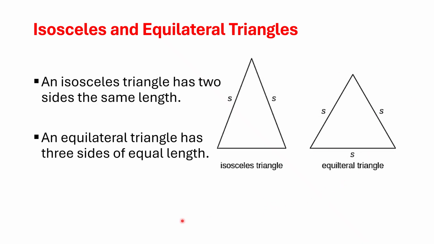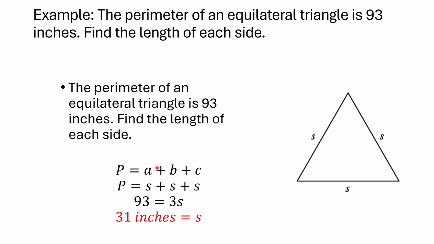Now to find the perimeter of this triangle, we have this formula. You just sum up, okay? Perimeter is just the sum of all the sides of the triangle. So we have P equal to A plus B plus C. And since the sides are the same, you can have the formula S plus S plus S, or simply 3S.